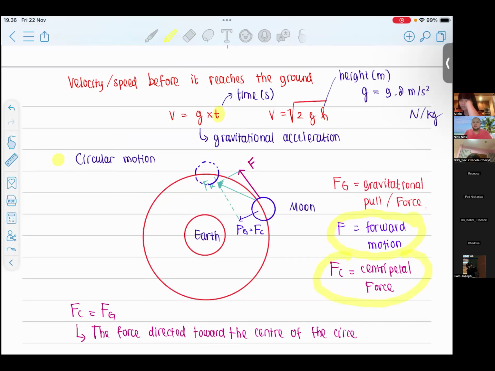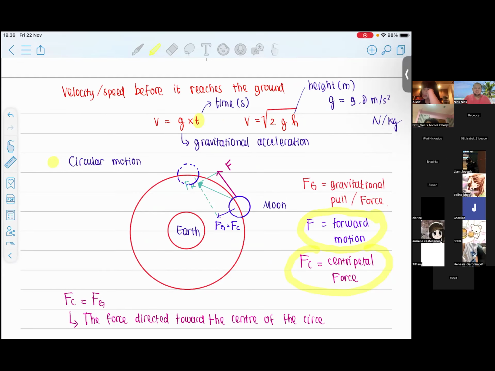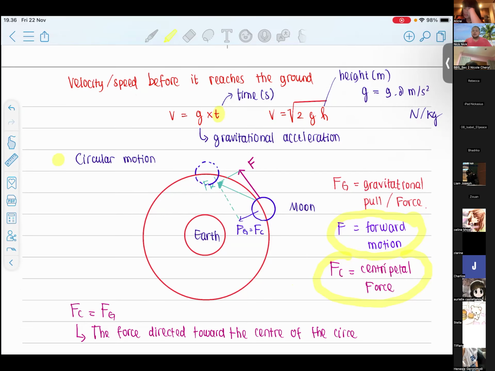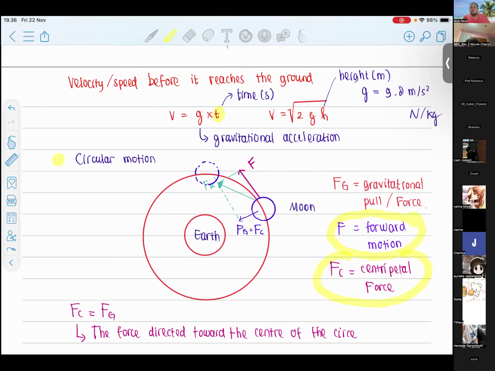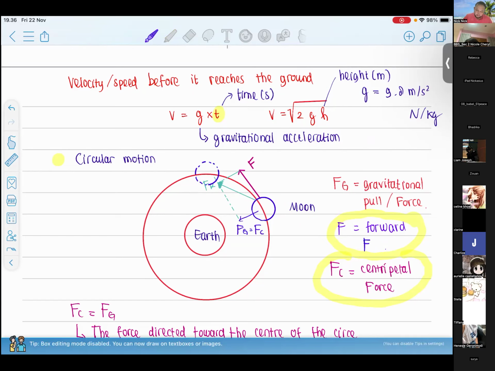Thumbs up if you understand, students. What are the causes of circular motion? Circular motion is caused by forward force, sorry, it's a typo, forward force, not forward motion, and affected by centripetal force.